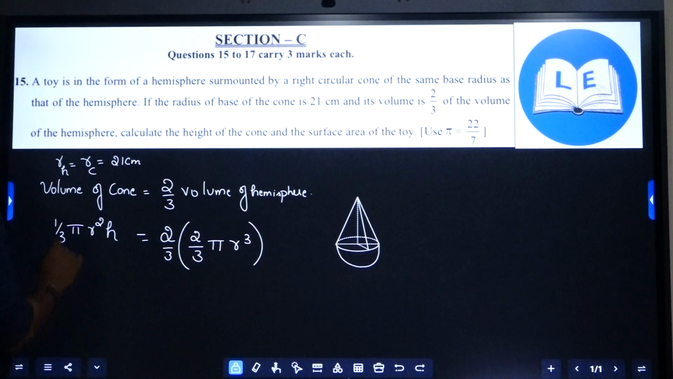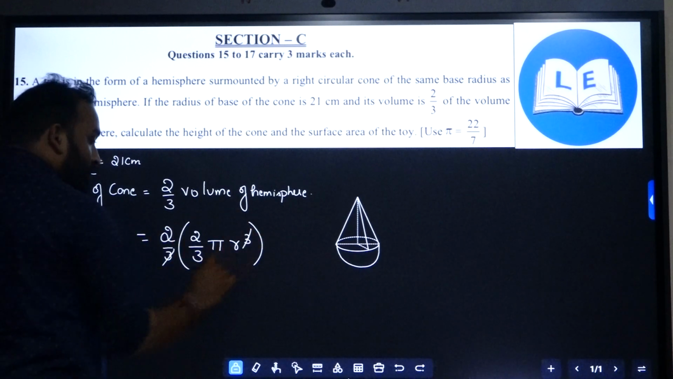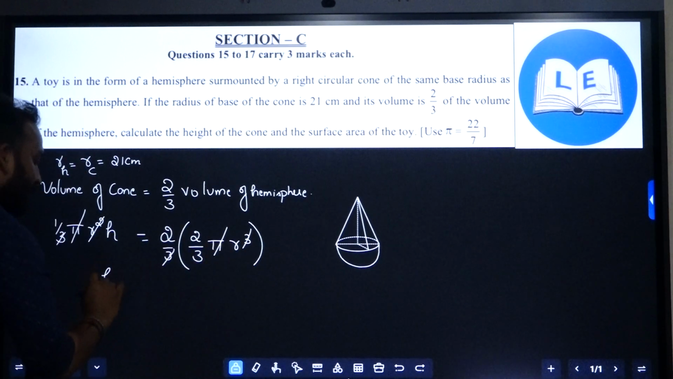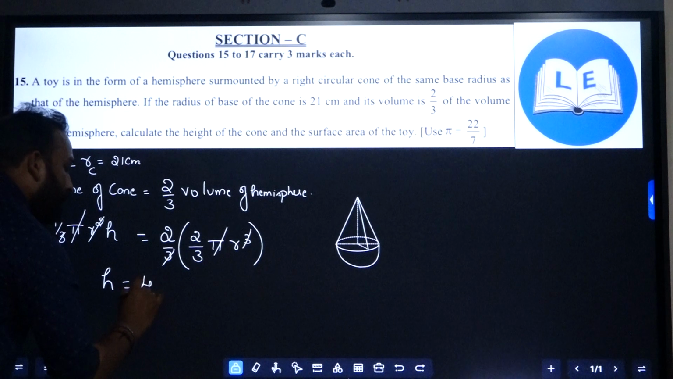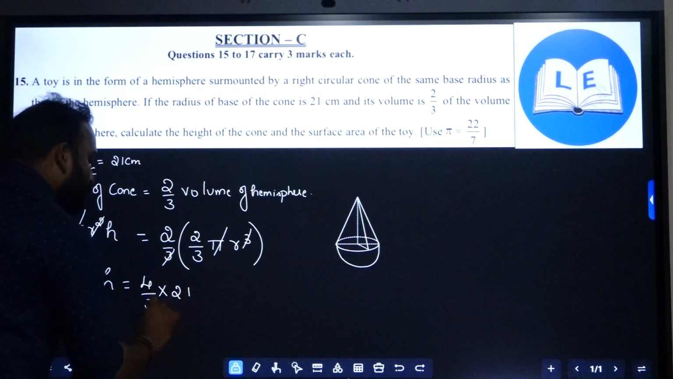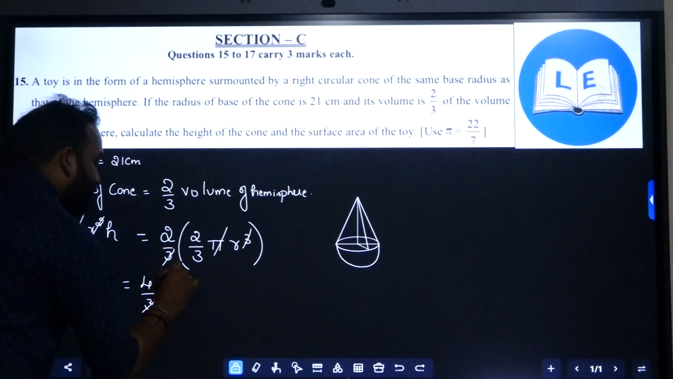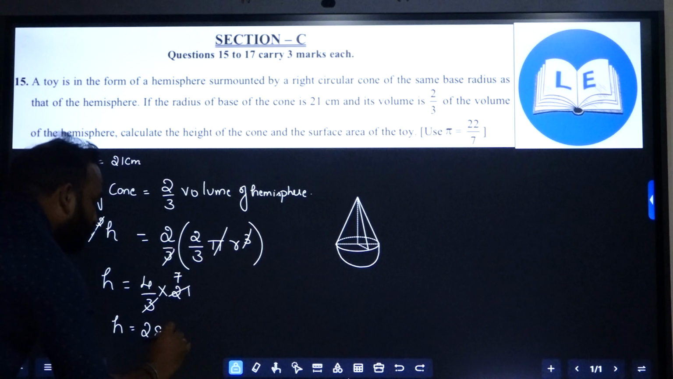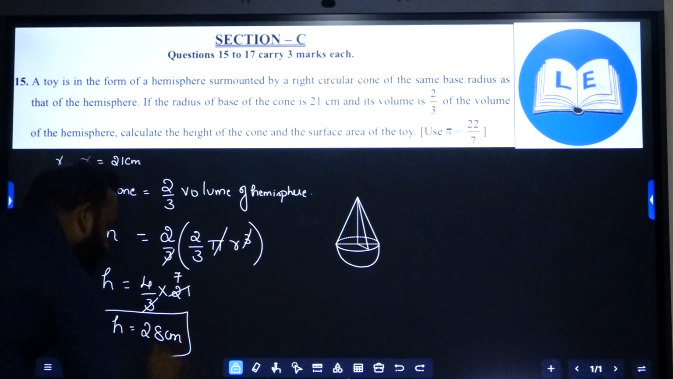Let's try to simplify, children, here. 3 and 3 gets cancelled. You can cancel r square and r cube. Yes. Pi and pi gets cancelled. So basically you get h is equal to 4/3 into r, and we have the value of r, which is 21. So let's write, we get h is equal to 28 centimeters. So we got height of the cone.